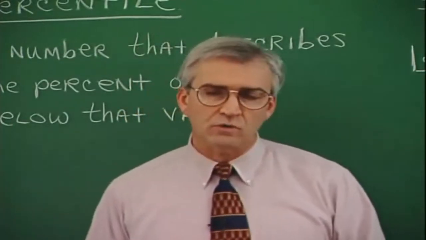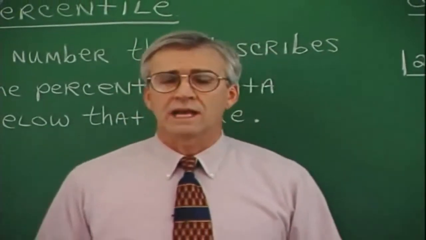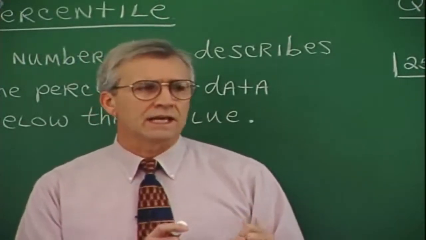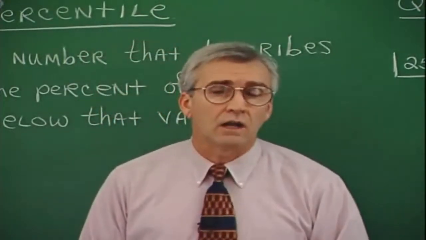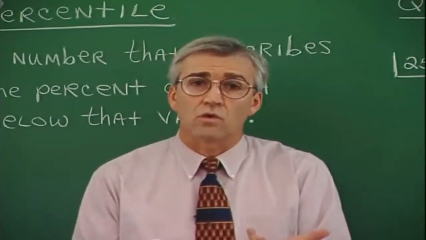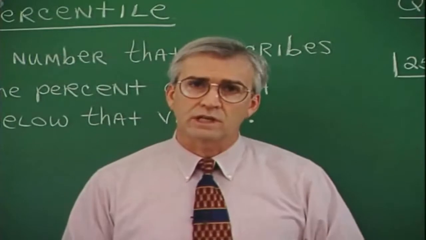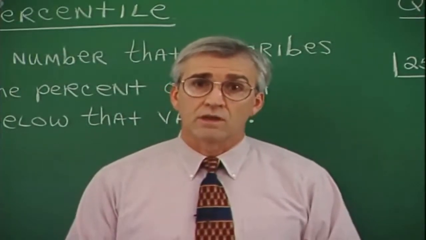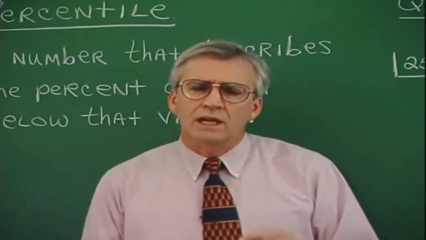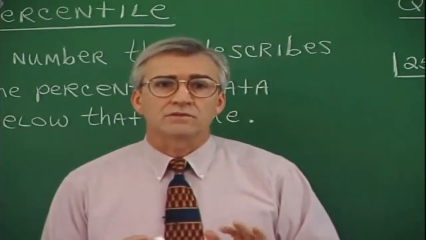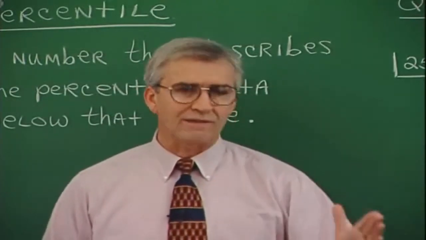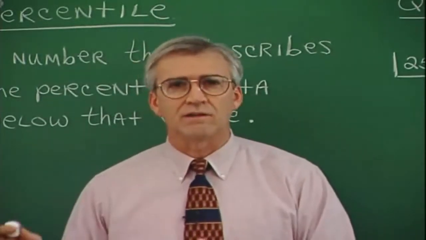For example, suppose we're thinking about SAT scores, and we say that a 1300 on the SAT is at the 70th percentile. Well, that tells us that 70% of the SAT scores are below 1300. It also means that 30% are above 1300. So the 60th percentile would tell us that 60% of the data is below that value, 40% is above that value.